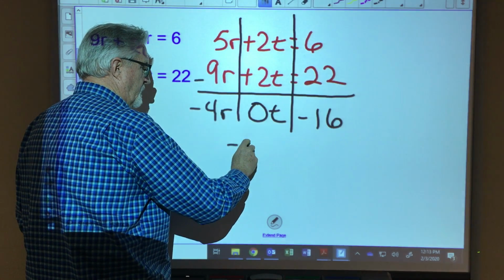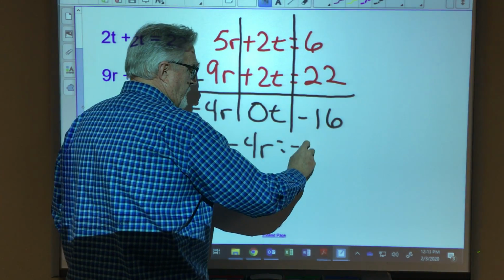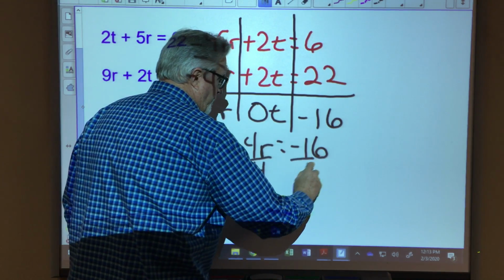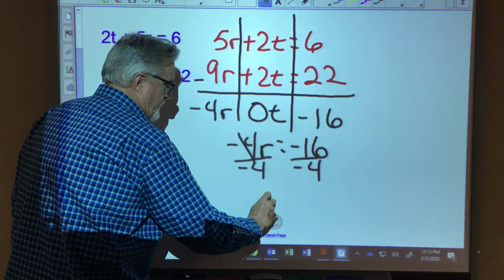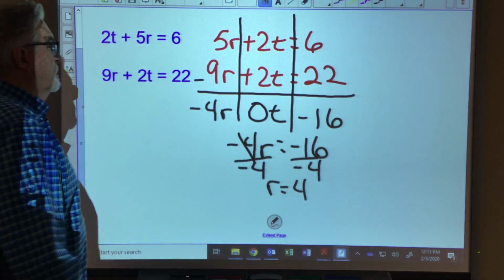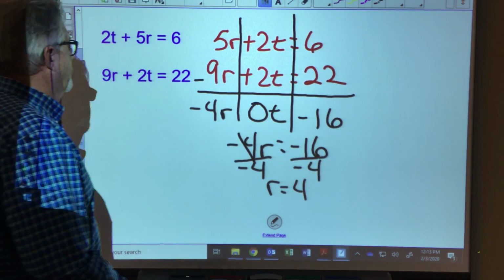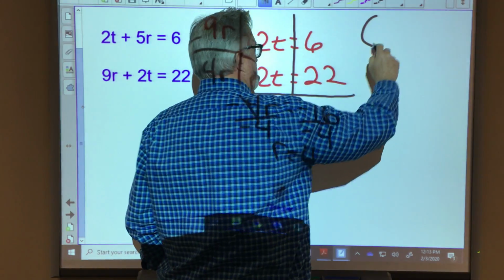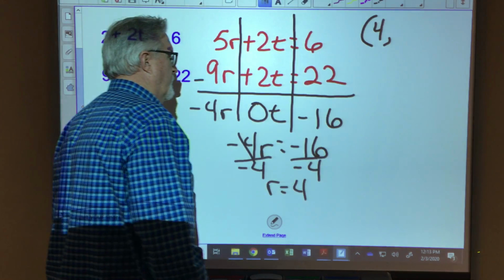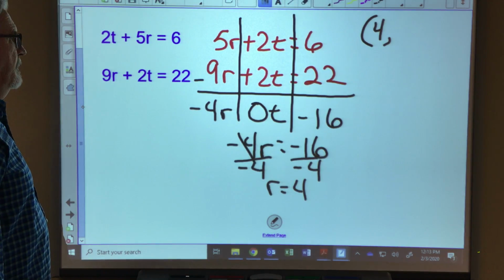So now we have negative 4r is equal to negative 16. We've got to go ahead and isolate r by dividing by negative 4. So we have r is equal to a positive 4. Okay, alphabetical order here, we're going to put r first. So in our solution, we're going to have 4 as the first part of our ordered pair.